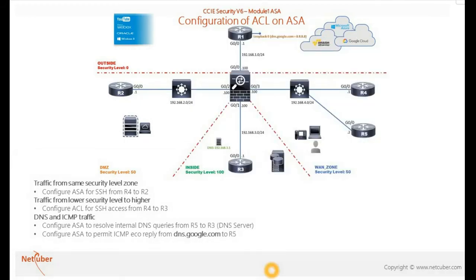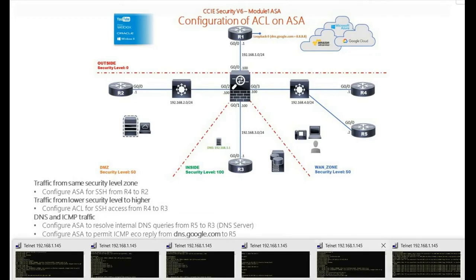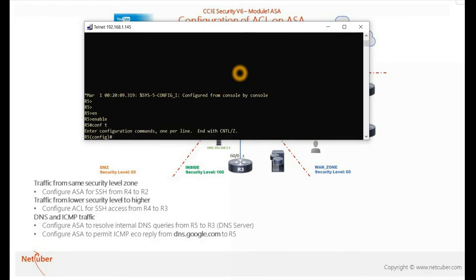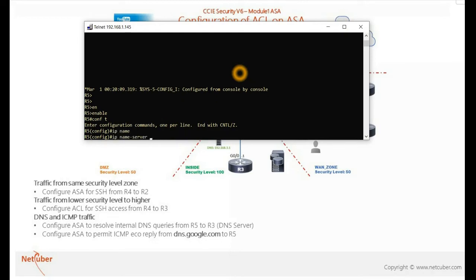Now the third one, DNS and ICMP traffic. Configure ASA to resolve internal DNS queries from R5 to R3. R3 is the DNS server. So first thing, go to R5. We need to mention our name server. Domain lookup is enabled by default anyway. So ip name-server 192.168.3.1, that is our DNS server.